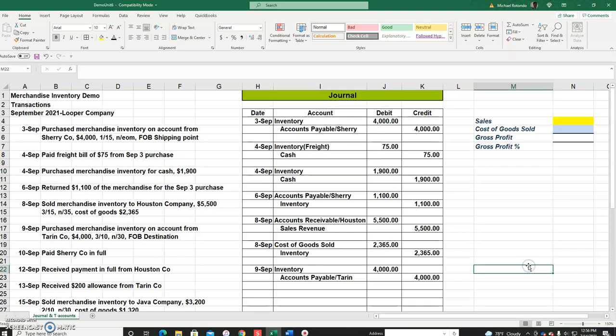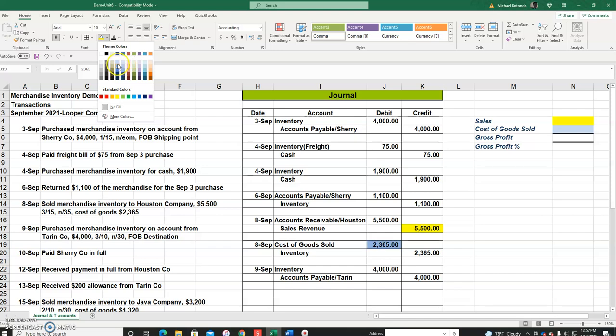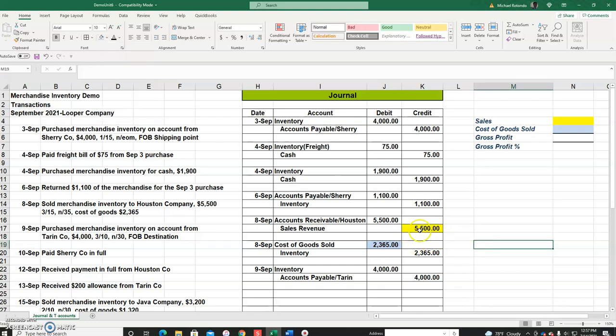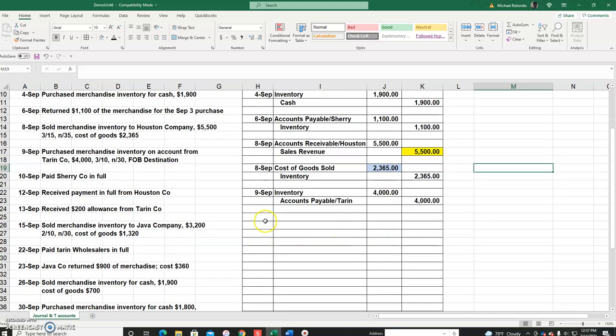Now, it might behoove us to highlight the sales revenue and the cost of goods sold, just to make it easier to do our calculation up here. You don't have to, but if it's helpful, it may make it easier to pick up the sales and the cost of goods sold when we're doing our calculation. So we'll make the sales yellow and the cost of goods sold blue. So that way, we'll be able to easily see it. All right. So now we've done the September 9th purchase.